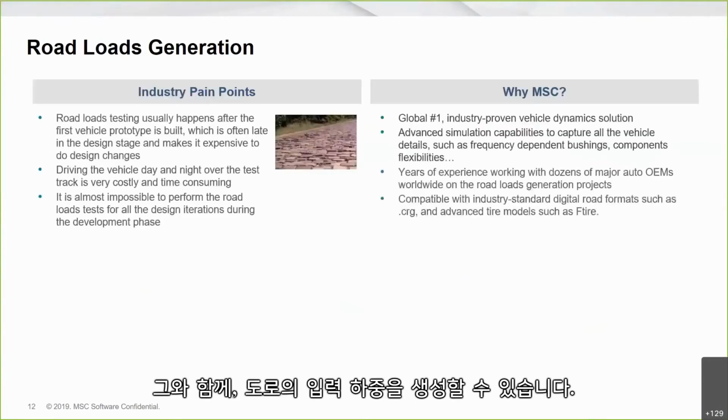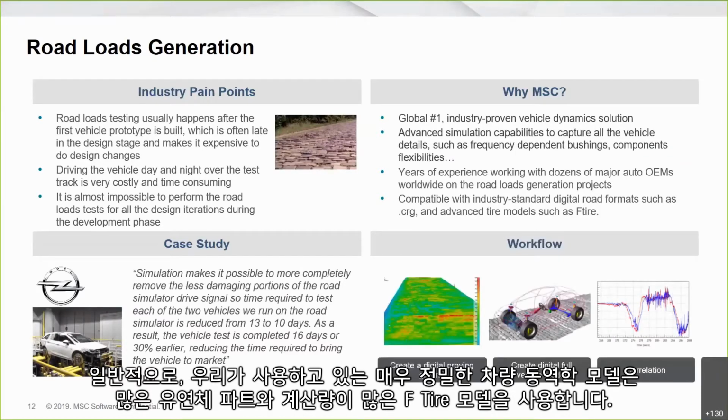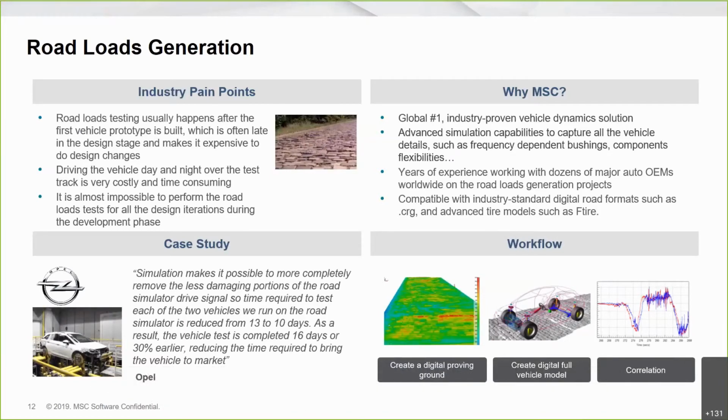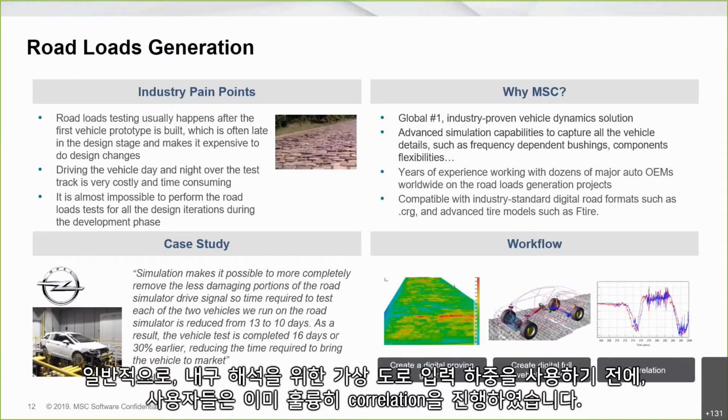There's also road loads generation. Usually we apply the highest fidelity vehicle dynamics models, with multiple flexible bodies and FTire, high fidelity tires. These are used to generate the loads that will be used subsequently for stress and fatigue durability analysis. Usually this requires the users to acquire a very good correlation with the physical test before the models are used to generate virtual road loads to be used later for the durability study.